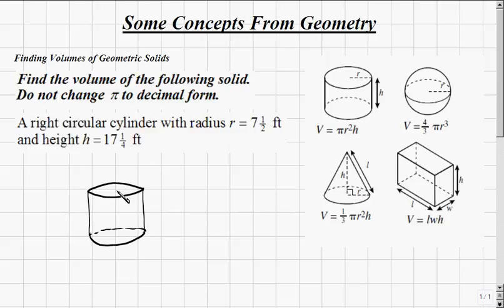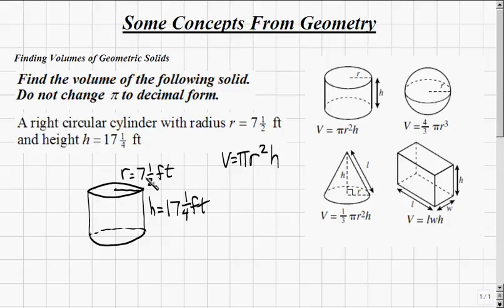The radius of this cylinder has a length of 7.5 feet, and the height of the cylinder will have a distance of 17 1/4 feet. So the volume of this cylinder will be the formula pi r squared times h. So let's first list the formula, V equals pi r squared times h, and plug in our radius and our height into this formula. Then we'll simplify it and write our answer with a pi symbol at the end.